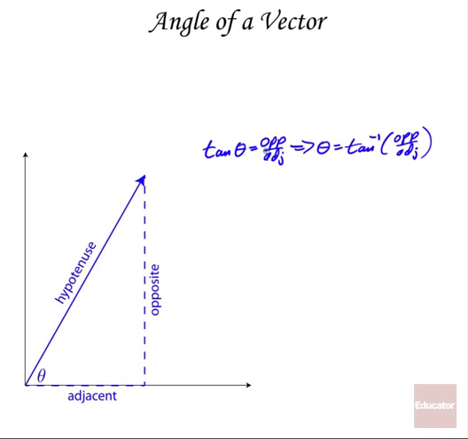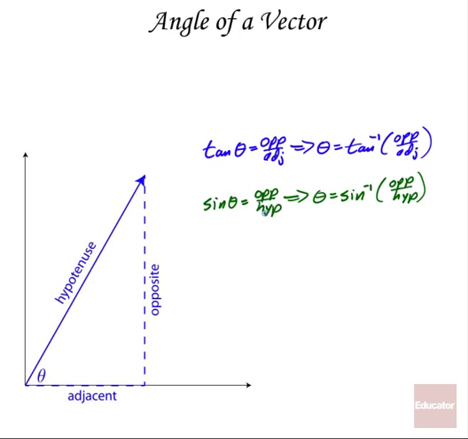But what if we don't know opposite or adjacent? Well, sine theta is equal to the opposite over the hypotenuse. So if we know opposite over hypotenuse, we can find theta by taking the inverse sine of the opposite side divided by the hypotenuse.